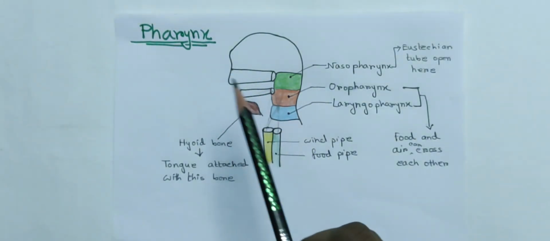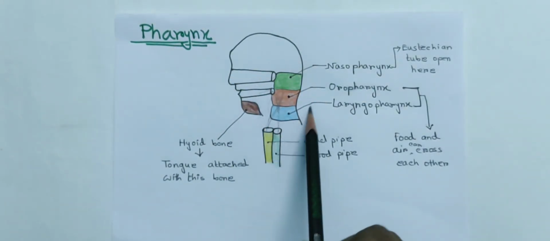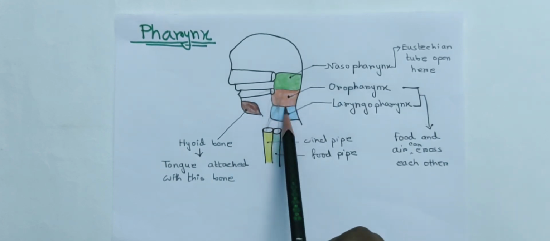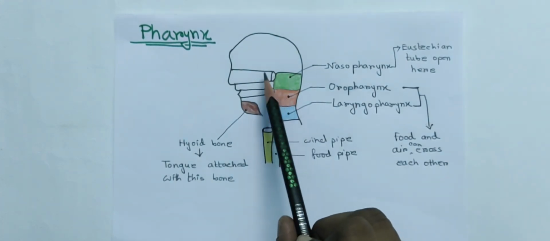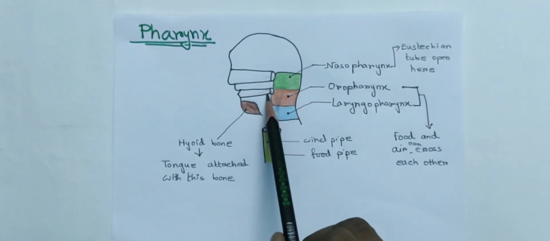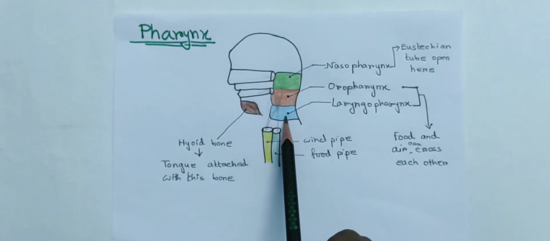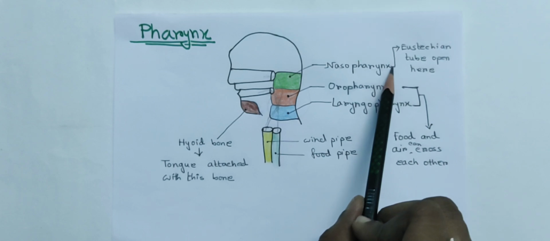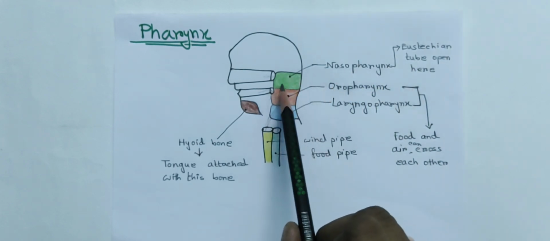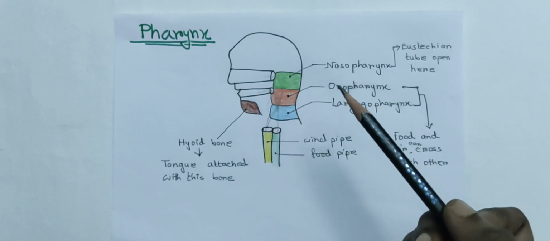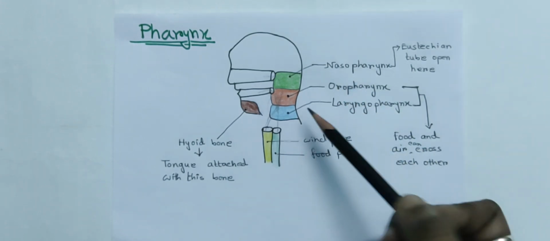Next, the pharynx. Pharynx has three parts: nasopharynx, which is related to the nasal cavity; oropharynx, related to the oral cavity; and laryngopharynx, which is associated with the larynx. In the nasopharynx, the eustachian tubes open. The eustachian tubes are actually coming from the ear.